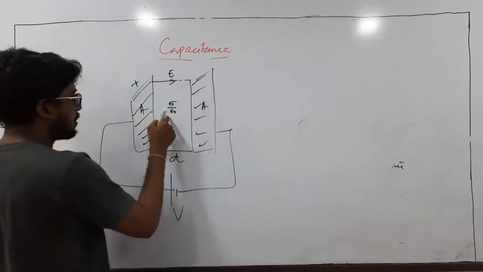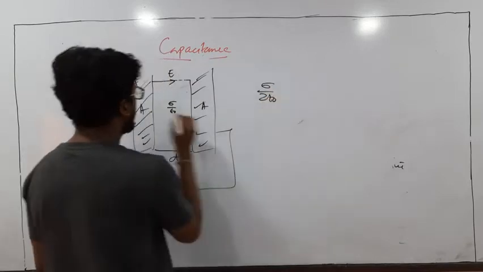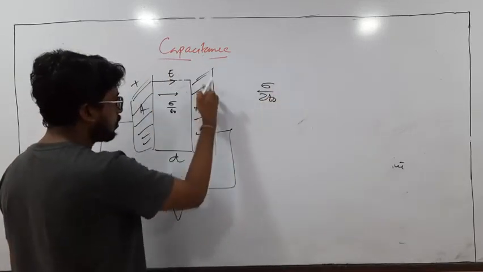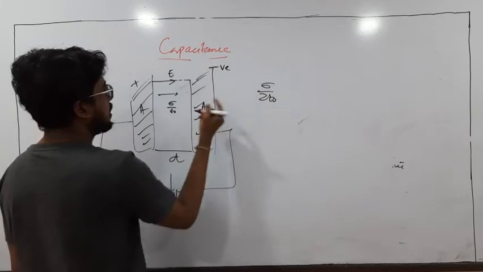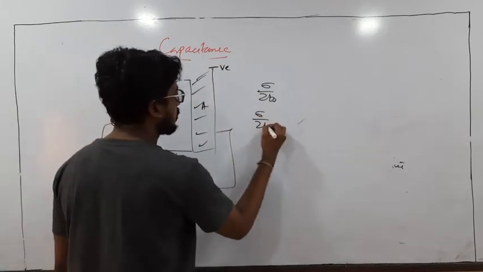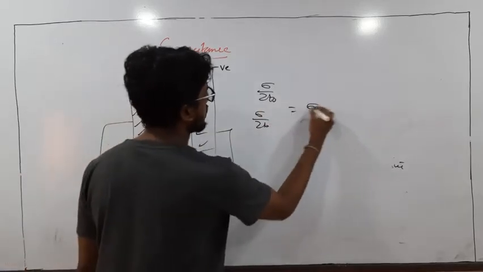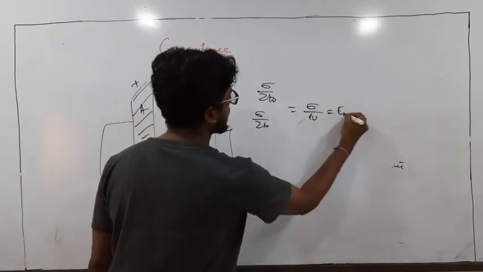Due to this single plate, the field within this region will be sigma by 2 epsilon naught, which is along this direction, and due to the negative charge plate, the field at this region will again be sigma by 2 epsilon naught, and the direction will be the same as that of this one. So the net field will be how much? Sigma by epsilon naught, E net.